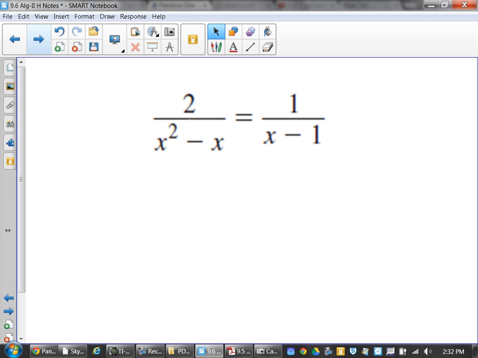We have 2 over x squared minus 1 equals 1 over x squared minus x. Oh, sorry, I said minus 1. Yeah, x squared minus x, excuse me. Now, in this case, it looks a little bit different than what we've been working with. This is fraction equal fraction, isn't it? Whenever you have fraction equal fraction, what can you do?